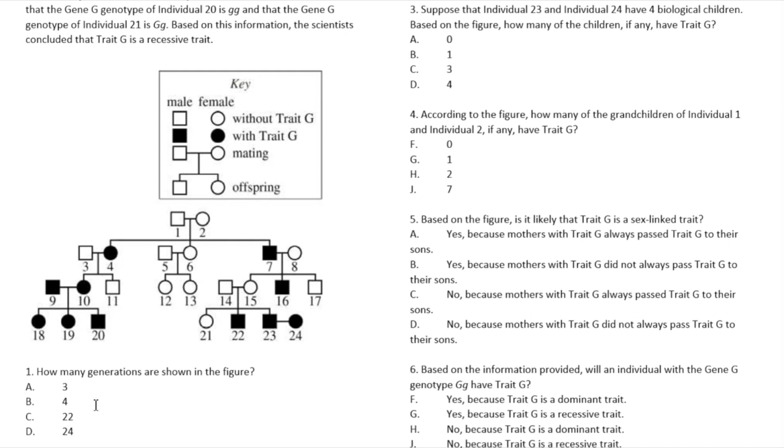So now we just need to count the number of generations. So imagine you're number 20, and you have your mom and your dad here, and then your grandma and grandpa up here, and then your great-grandma and grandpa here. We have 1, 2, 3, 4 generations here. So the correct answer is B, 4.